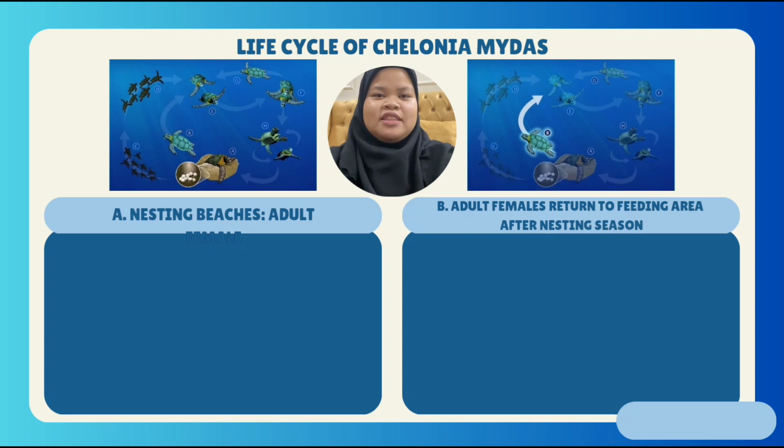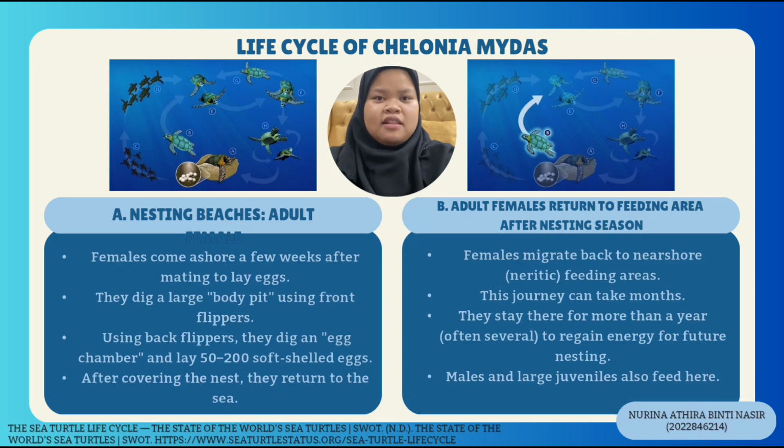My name is Nurina Atira, and now I will talk about the life cycle of Chelonia mydas, known as green sea turtles. There's the egg phase. For phase A, which is the nesting beach, adult females come to shore a few weeks after mating to lay eggs. They dig a large hole in the sand with their front flippers, then use their back flippers to dig a smaller hole for the eggs. They lay 50 to 200 soft eggs depending on the species.